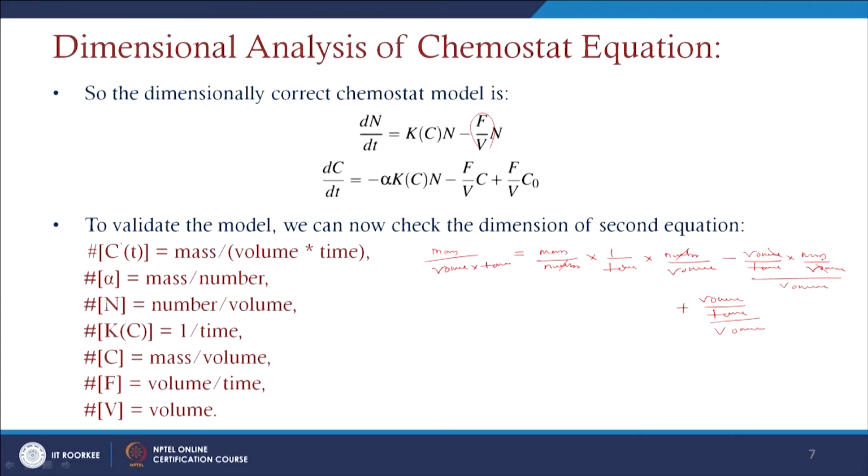So, if you just see here, this is mass per time into volume, and if you just see here, this is just defined as F, which is volume per time by volume into C0, which can be written as mass per volume here. So, volume cancels out. So, this will just give you mass per time into volume. So, now it is perfectly equal for dimensional analysis.